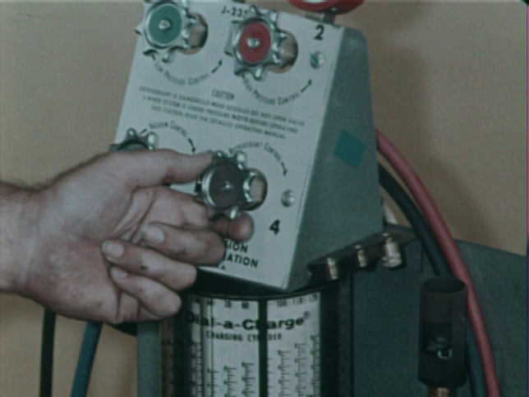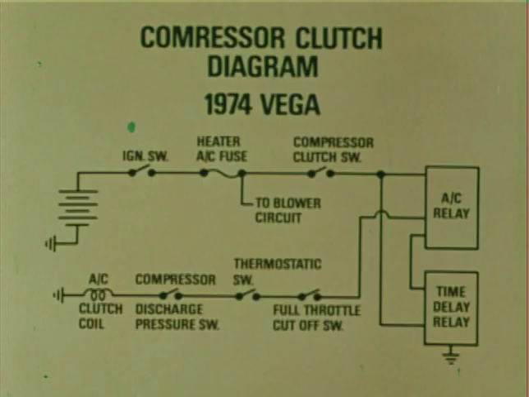The additional steps outlined and the use of the charging station are only needed when the system fails the quick test and it is determined that the problem is a lack of refrigerant, a leak, or a restriction in the system. Now let's look at some complaints involving malfunctions in the compressor clutch electrical system of a 1974 Vega. Take a few moments to examine the diagram.